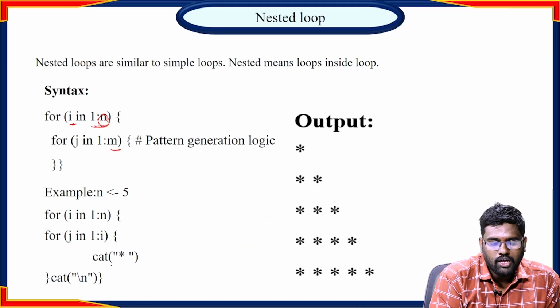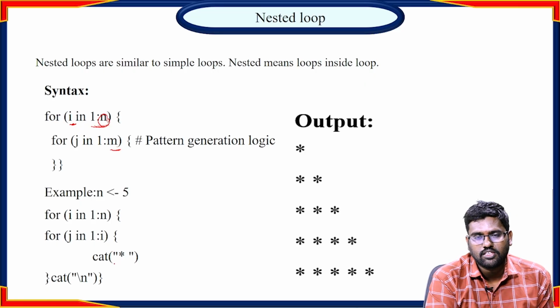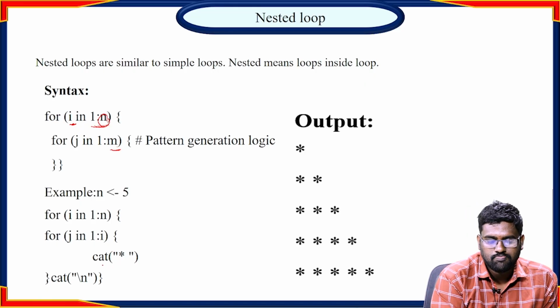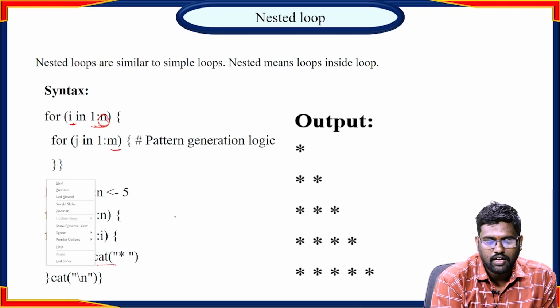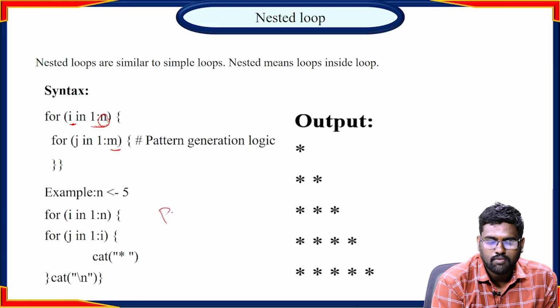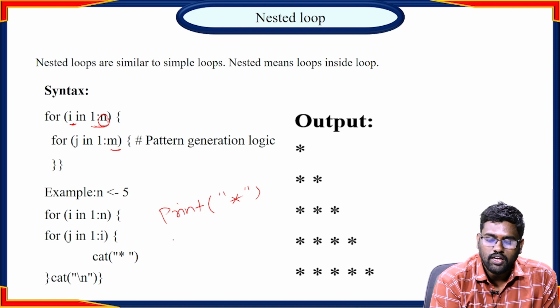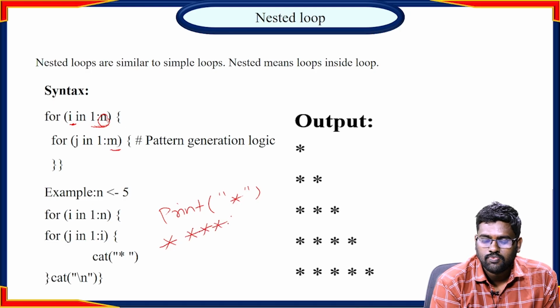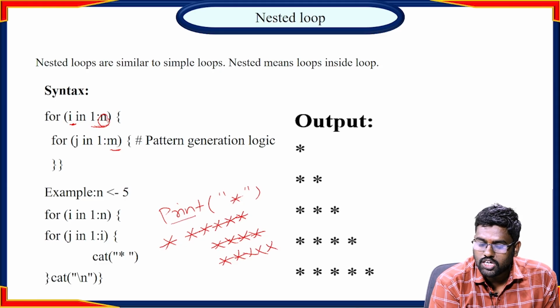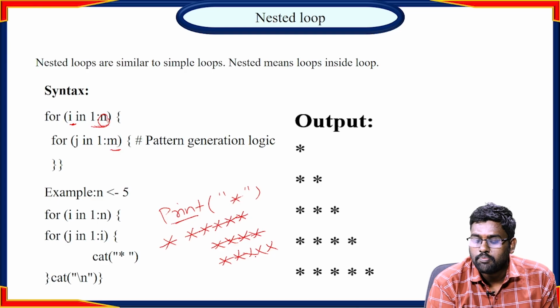The main thing here is that we have different types of output statements. For example, in place of cat, I give print of star. In case I give print of star, it will print the output as 1 star, 2 stars, 3 stars, 4 stars, again 5 stars. Continuously, if you give the print statement, the outputs will be printed continuously like this.